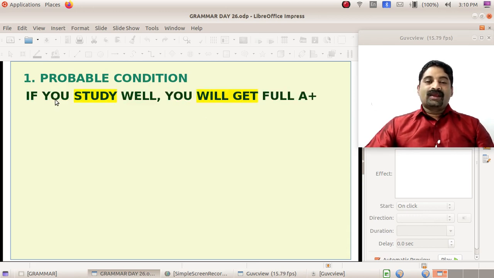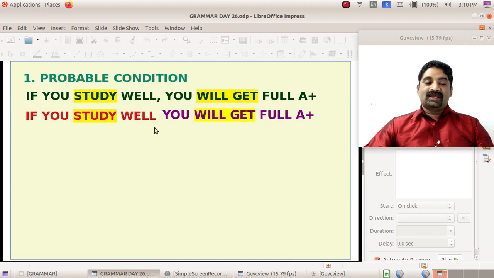Okay. So first sentence was, if you study well, you will get full A+. If you study well, you will get full A+. Let me tell you, there are 2 parts in it. One is, if you study well. Okay. Second is you will get full A plus. The part containing if is called if clause, and this is main clause. You will get full A plus, that is main clause. Okay. And if clause, you know, it is not complete.